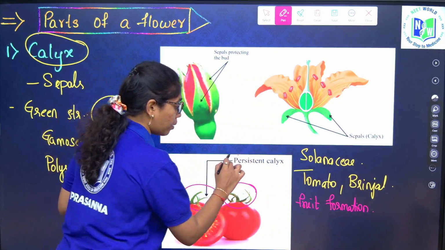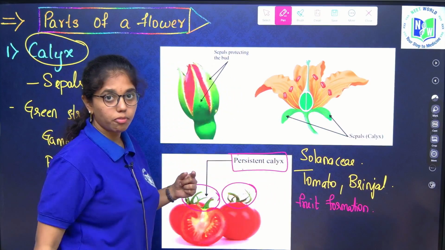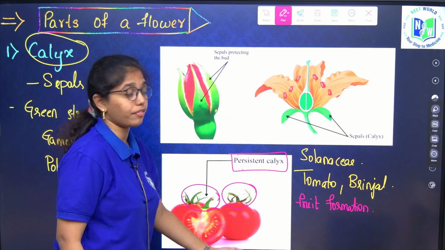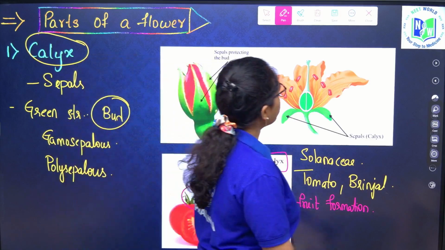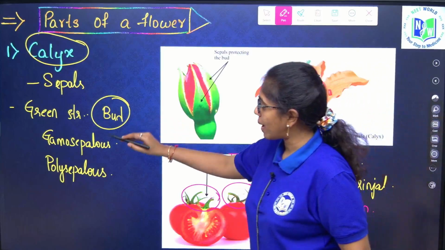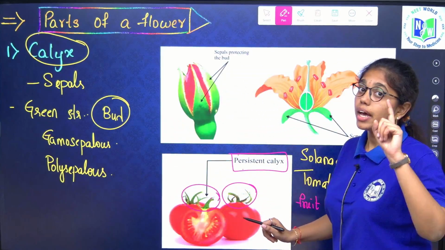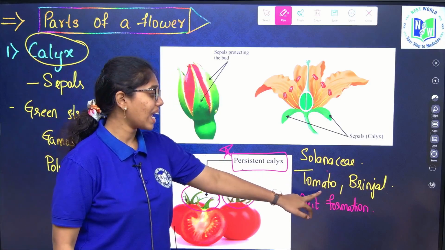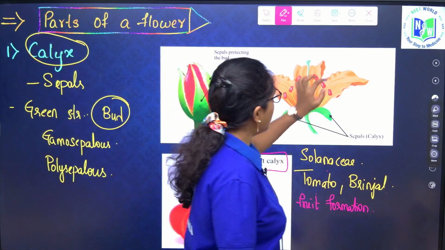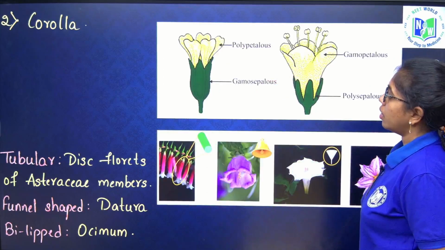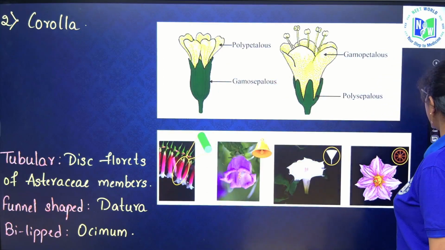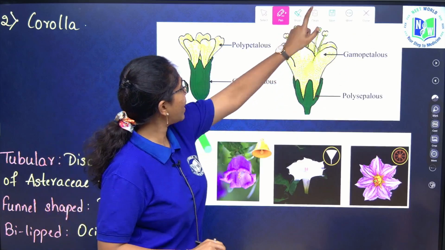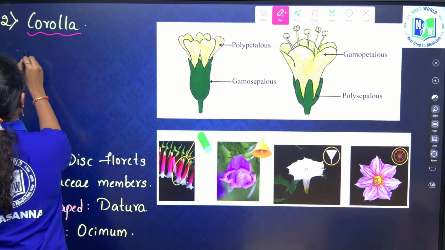Here comes the term persistent calyx, which means sepals are present even after fertilization and even after fruit formation. Clear? So here you have learned gamosepalous, polysepalous and persistent calyx. Very important. Persistent calyx is seen in which family? Solanaceae. Examples: tomato, brinjal. You have to remember. Next, corolla also, if the petals in corolla are attached to each other. What do you see? Petals.